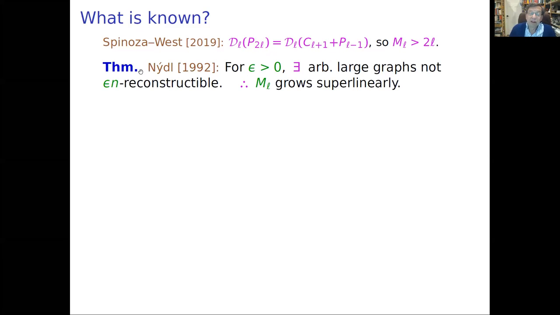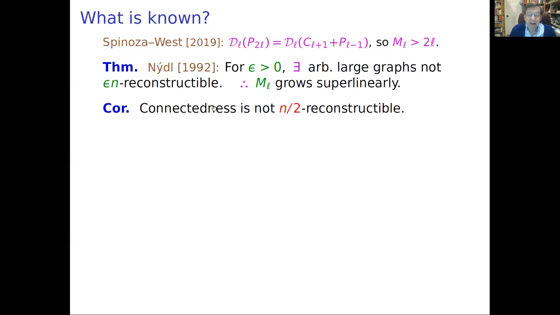The theorem proved by Nýdl is that actually if you fix some positive number epsilon, there are arbitrarily large graphs that are not epsilon n reconstructible, where n is the number of vertices of the graph. And this means that actually this threshold M sub L will have to grow at least superlinearly. And another observation that you can make from this example is that if you're deleting half the vertices, you're not even guaranteed to be able to tell whether the graph that you started with is connected or not.